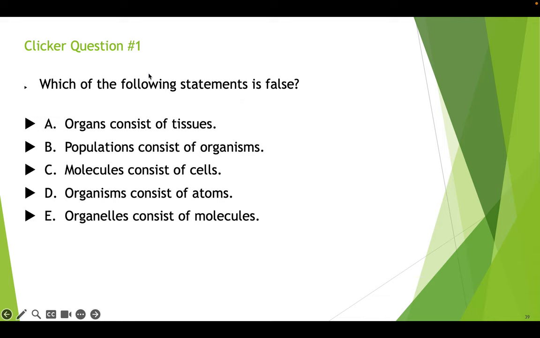All right, so a comprehension check question here for you. Which of the following statements is false? Organs consist of tissues. Populations consist of organisms. Molecules consist of cells. Organisms consist of atoms. And organelles consist of molecules. See if you can pick it out. Which one's false? Good, it's C. Cells are made up of molecules, but molecules are smaller than cells and simpler, right? Good.